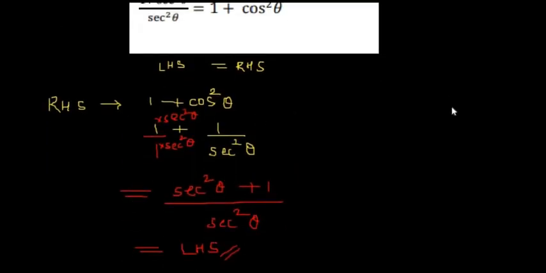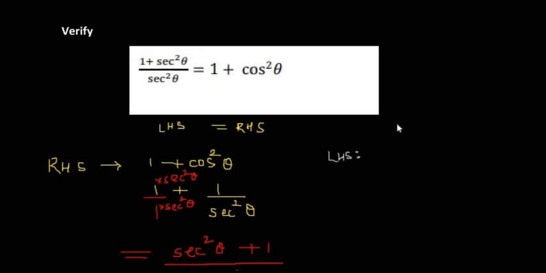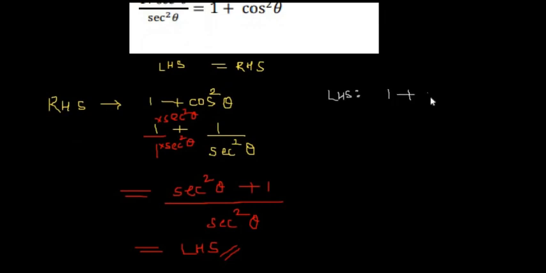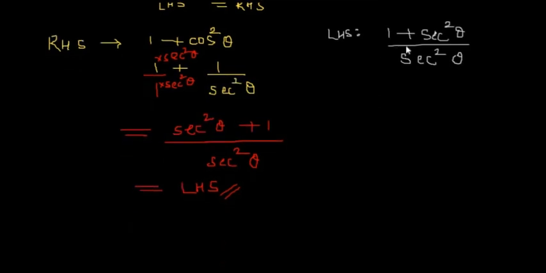Now if you want me to show you for the LHS, let me take the LHS then and prove it equal to RHS. So this is given as 1 plus sec square theta over sec square theta. This is your LHS. So I'm going to separate out the denominator first and write it as 1 over sec square theta, and this becomes 1 plus sec square theta. So I've just separated out the denominator.